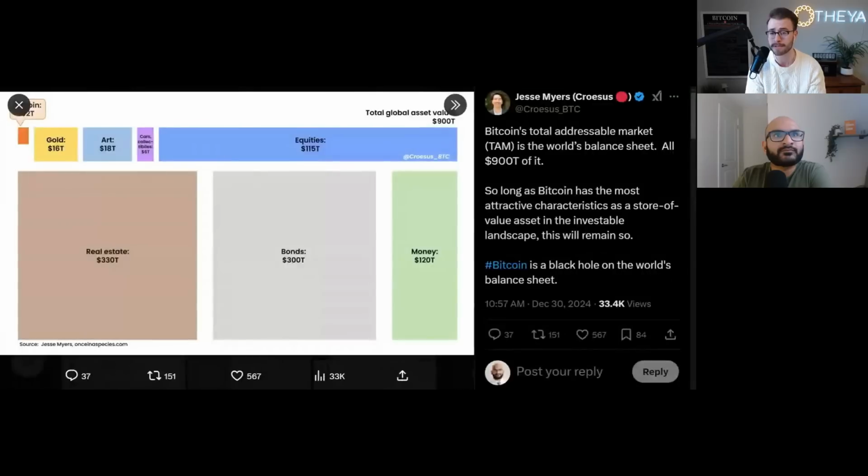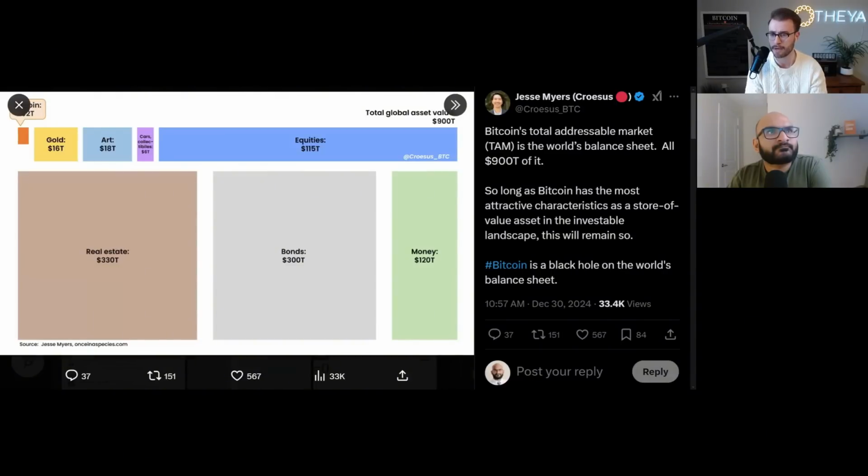But then along the way, that chart that you showed of money in art, money in equities, money in fixed income, money in real estate, Bitcoin is also going to absorb the excess monetary premium within those vehicles as well. You see here, $115 trillion in equities, $16 trillion in gold. This is a little bit outdated. It's like $25 trillion now. $18 trillion in art, $6 trillion in collectibles, $330 trillion in real estate, $300 trillion in bonds, and then just base money, $120 trillion. So Bitcoin on its way to taking up 1%, then 5% of the total global asset value, it's going to absorb the monetary premium away from a lot of these different assets.